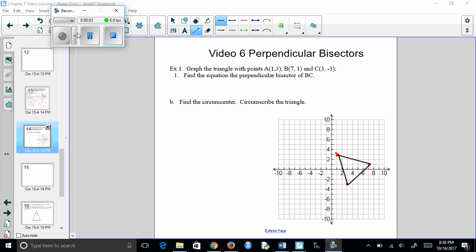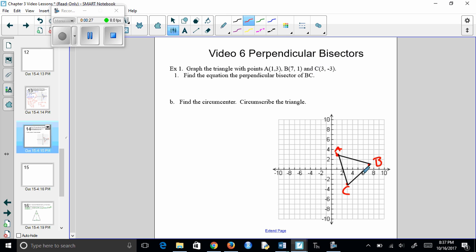Video 6, we have perpendicular bisectors. What we're going to do here is try to find the circumcenter and then circumscribe the triangle. So we have our points A, B, and C. I'd like to find the equation first of the perpendicular bisector of BC.